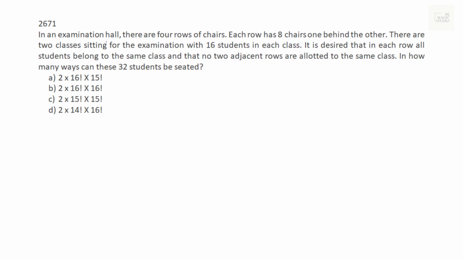In an examination hall, there are 4 rows of chairs, and each row has 8 chairs, one behind the other, like this. Fair enough. There are 2 classes, maybe like A and B, sitting for the examination with 16 students each.